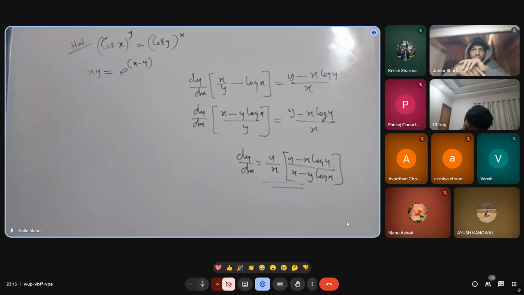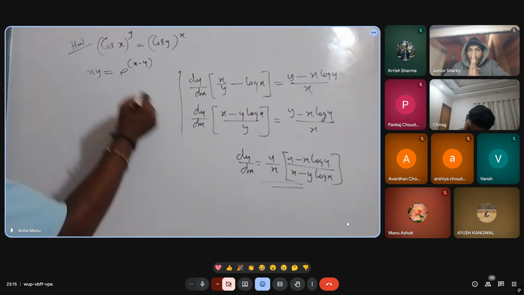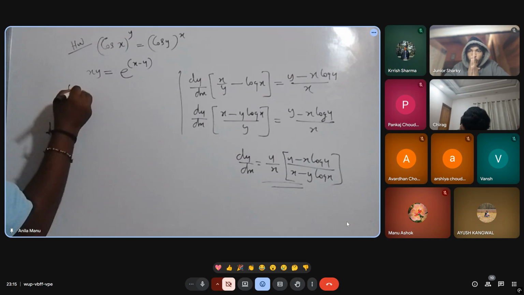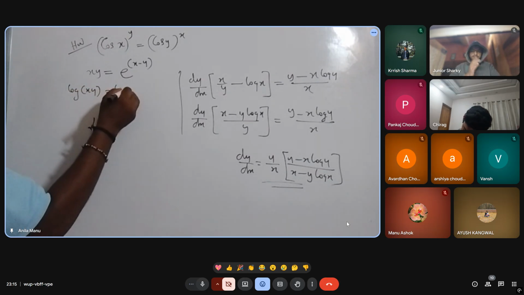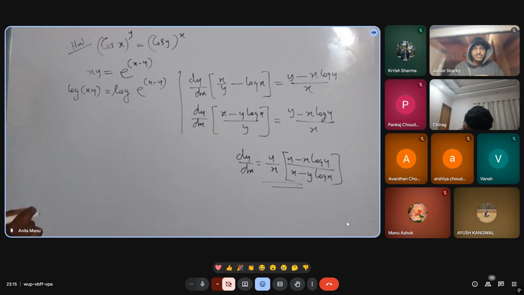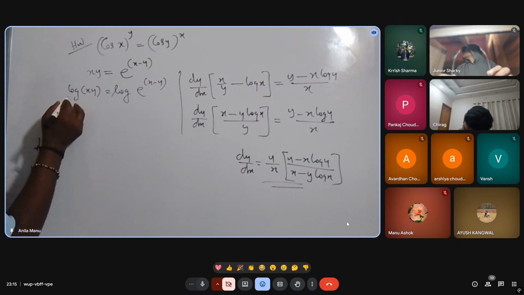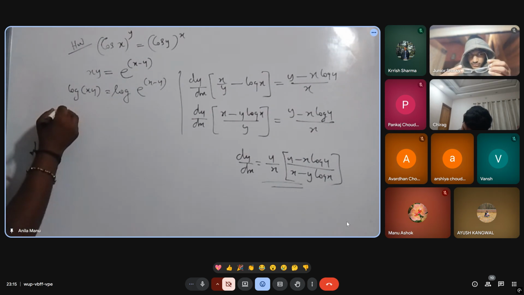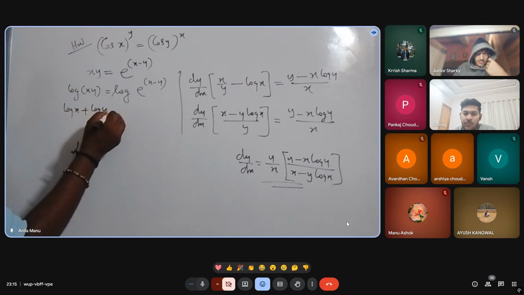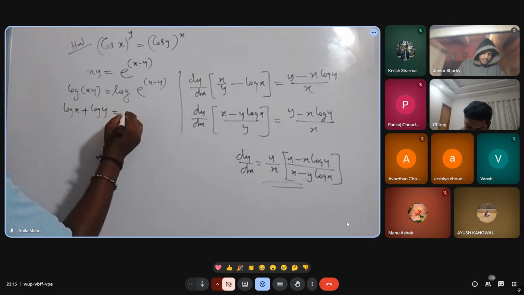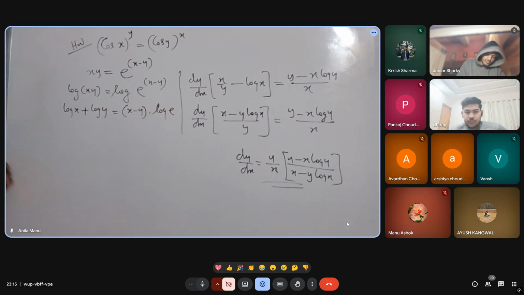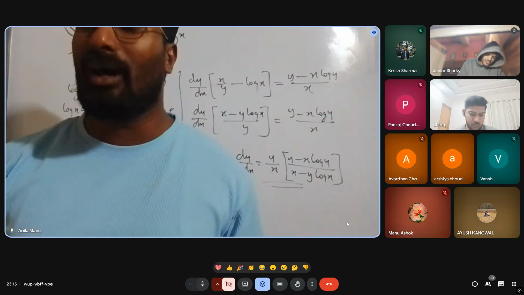What should we do? You have to take logarithm on both sides. So what will you get? Log xy is equal to log e raised to x minus y. Clear, right? Now, what is log x into y? Log x plus log y is equal to log m raised to n.